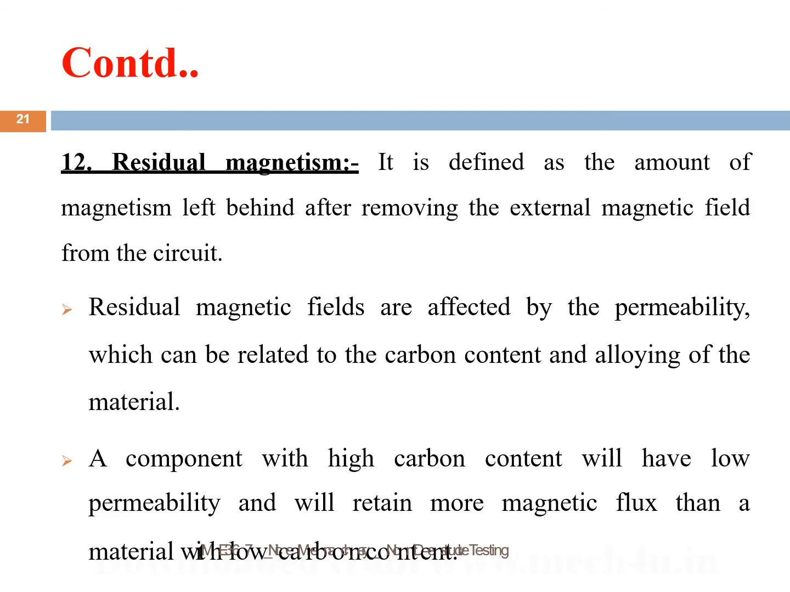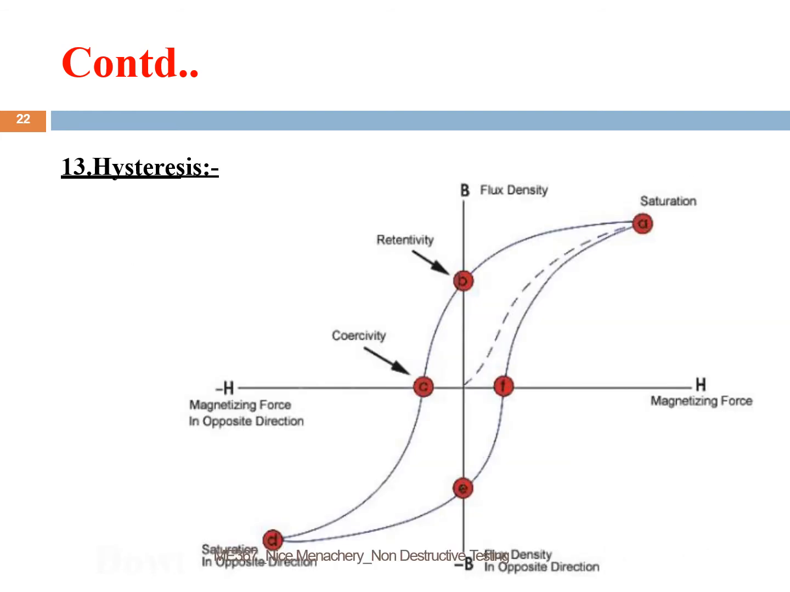Now, residual magnetism. It is defined as the amount of magnetism that is left behind after removing the external magnetic field. Residual magnetic fields are affected by the permeability, which can be related to the carbon content and alloying of the material. It is noted that a component having high carbon content will have low permeability and will retain more magnetic flux than a material with low carbon content. So, higher carbon content materials are more preferred, I think.